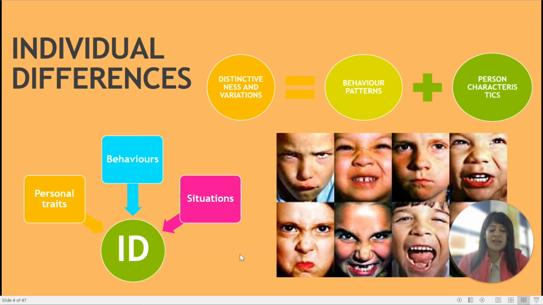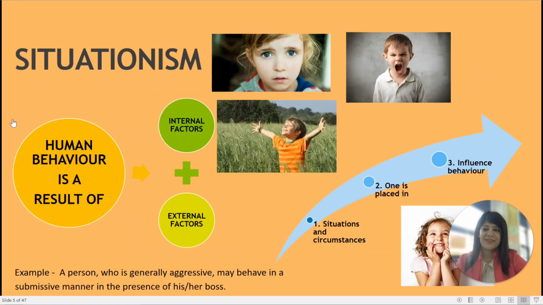The distinctiveness in how we feel, how we behave and how we act comes because of the behavior patterns that we emit, and also because of the person's characteristics. Now, if there's one individual who is very calm and sober, and he is put in an environment which is very aggressive, what do you think would happen to him? Would he be forced to be a little aggressive from time to time, or maybe after a lapse of time? That's the distinctiveness which causes us to be different from each other.